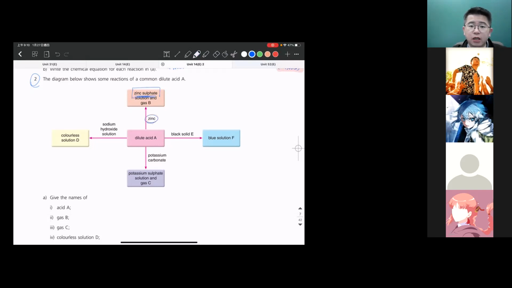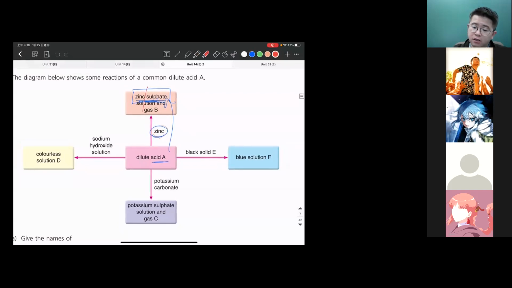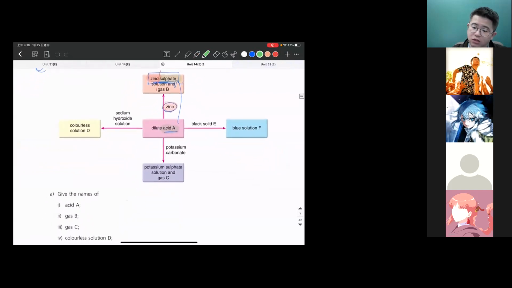You are going to check the zinc react with the acid to form a salt. So you know that the salt comprises two parts. Zinc sulfate is from zinc, while the sulfate ion must come from the acid. So the acid itself must contain sulfate ion. So the acid containing sulfate ion is called dilute sulfuric acid. Gas B.